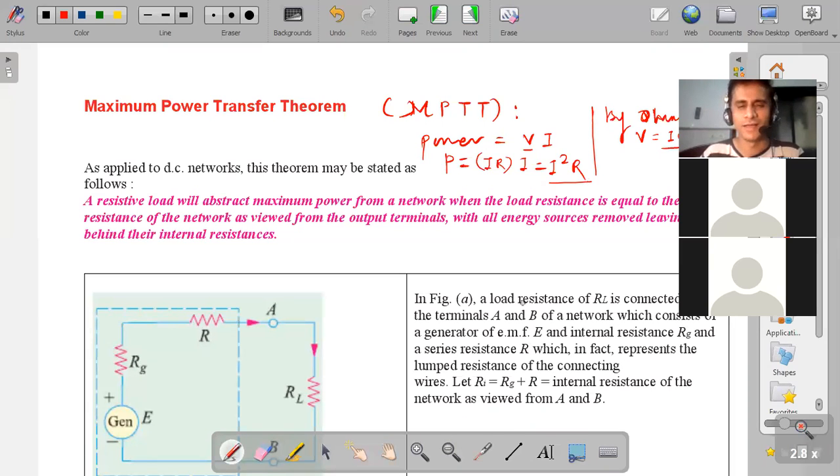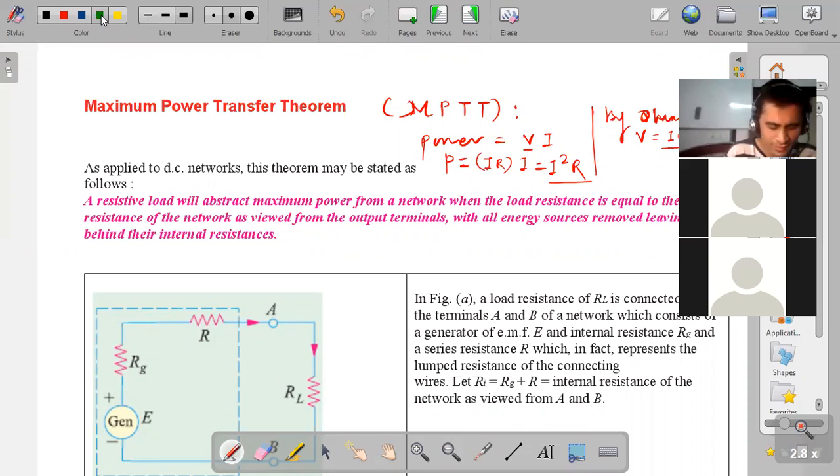Now see, dear student, the statement. This theorem is applied to what? DC network. Now, I have already explained about AC and DC. What is the difference between AC and DC? In AC the polarities keep changing. Yes. And in DC the current will flow in only one direction, maybe positive or negative.